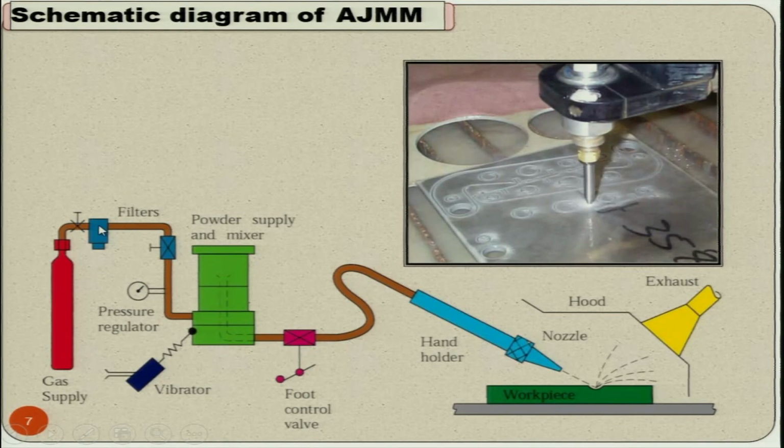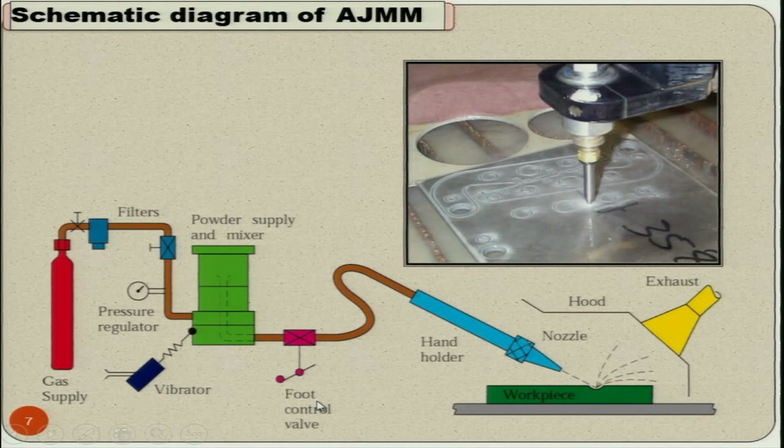Then you have the filter. Before sending it further, it has to be filtered and cleaned here, and here are the pressure gauge and pressure regulator, which will tell you at what pressure the gas or air is there. Then you have the powder supply and mixture, and you have the vibrator. The vibrator plays a very important role, because mixing of the very fine abrasive particles with the air is done with the help of the vibrator.